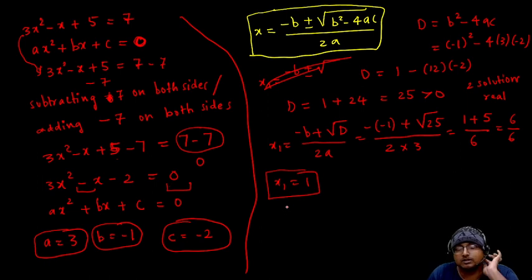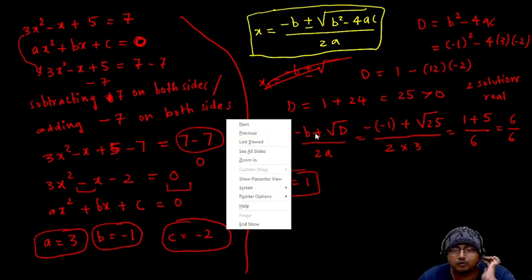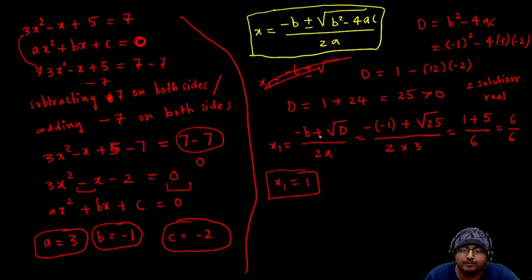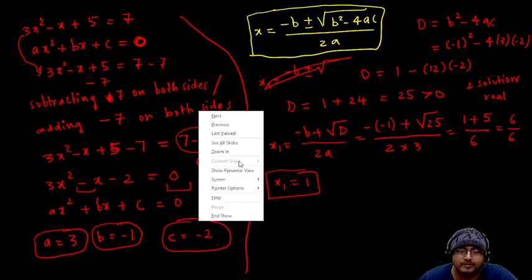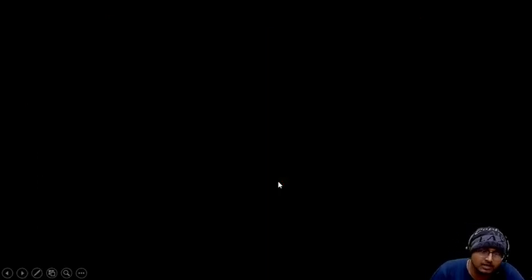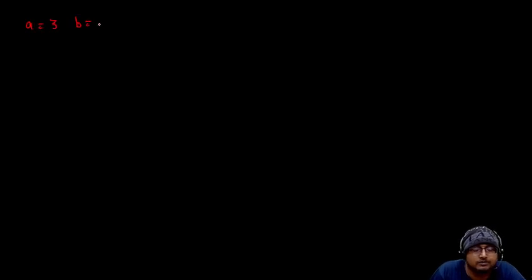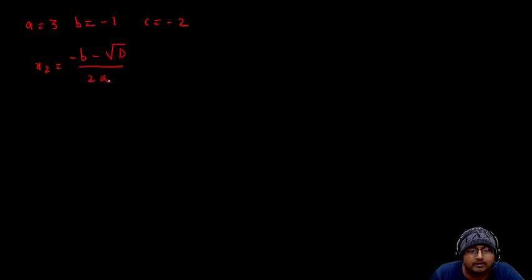So we will find one more root. How will we find one more root? Here we have taken plus, so let us take minus instead of plus. So a is equal to 3, b is equal to minus 1, c is equal to minus 2. Is that the case? Okay, yes. And what is the formula? x2 is equal to minus b minus, this time we will take minus, root of D divided by 2a, because D is nothing but the discriminant, which is b square minus 4ac.